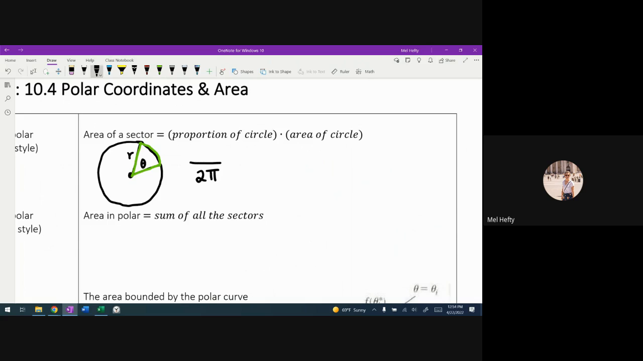Degrees are for dweebs. Or people who want to actually make sense of angles, but that's fine. All right, and this proportion, the angle that's in this sector, is theta. So we've got theta out of the 2 pi of the whole circle.